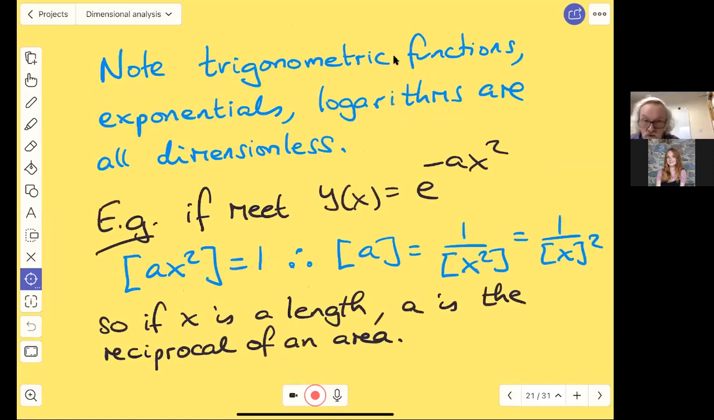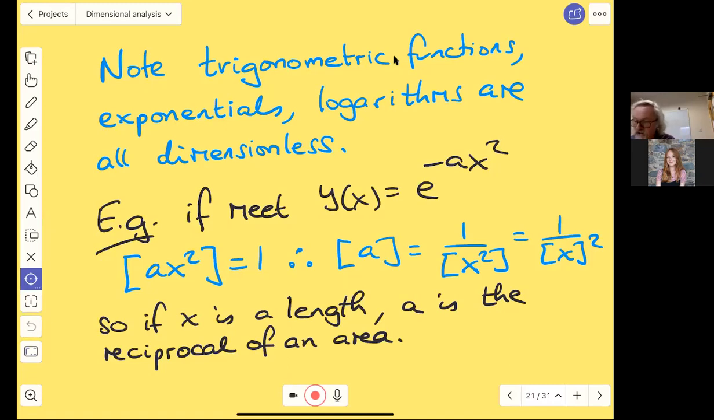So I haven't got time at the moment to go through a proof of this or an argument for it, but it's worth emphasizing that apart from structures with simple powers, something which is, say, a length squared or a length cubed divided by a mass squared or the square root of a time, apart from things like that, everything else must be dimensionless. So in particular, trigonometric functions and their arguments have to be dimensionless. Exponentials have to be dimensionless.